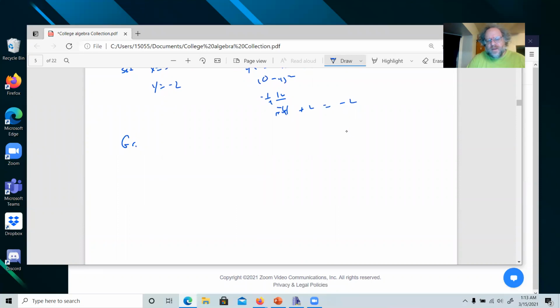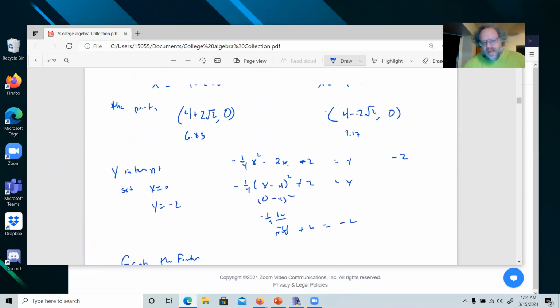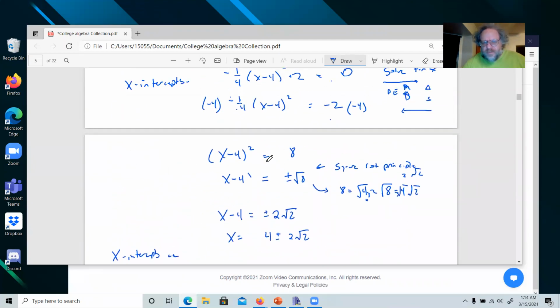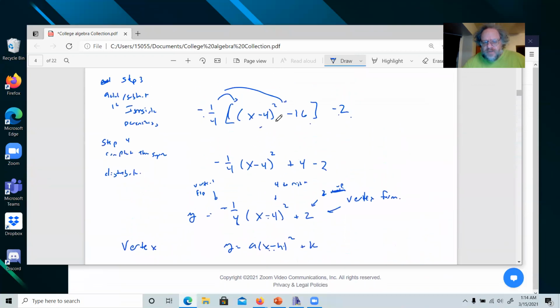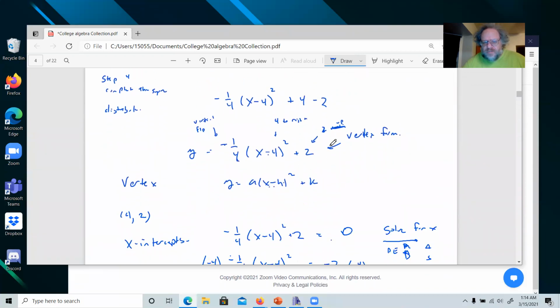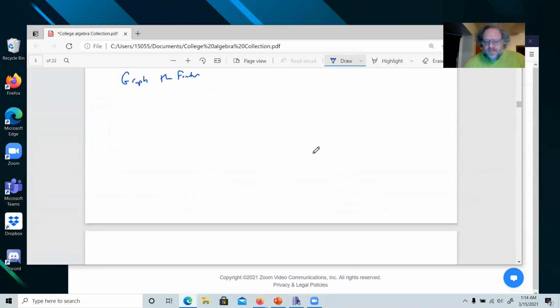So graph the function. My vertex is going to be 4, 2, so that's in the first quadrant. So we can do something clever like this, counting out 1, 2, 3, 4, 5, 6, 7 along one axis and a few marks on the other. And then what were our intercepts?